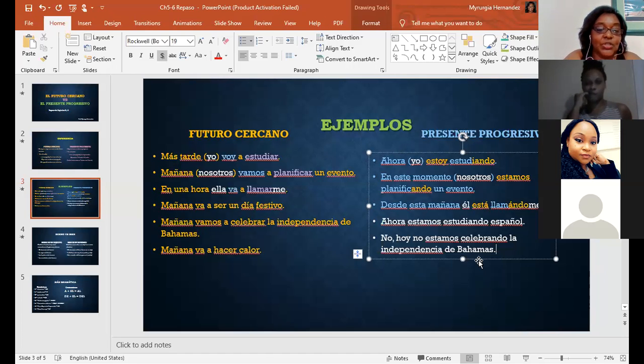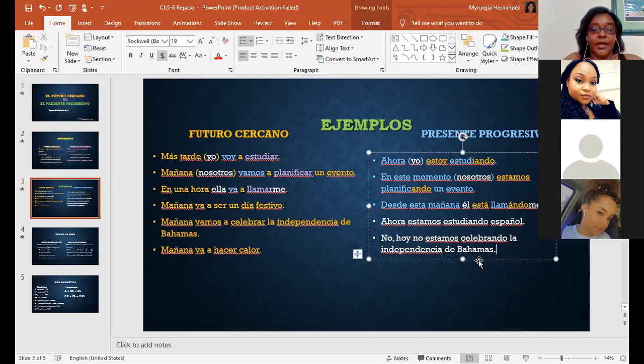Rely on the information that you read, and that will always have a lot of what you are going to use in your answer to have a correct answer. Okay? Repetimos. ¿Estamos estudiando español ahora? Sí, estamos estudiando español ahora. Nothing between estudiando and español.